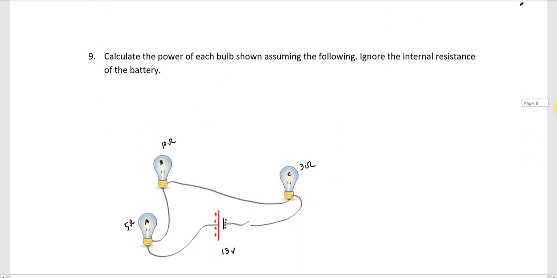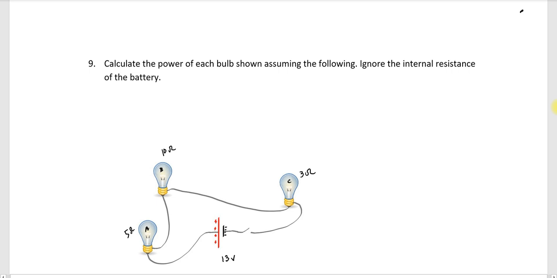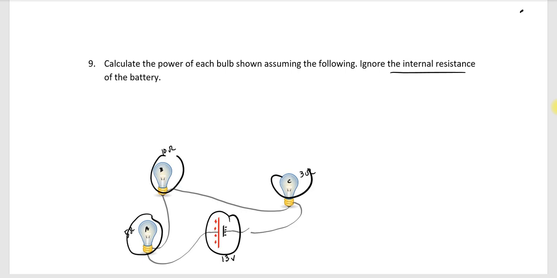Let's talk about number 9. Calculate the power of each bulb shown. So our circuit diagram, and I don't want to do this one for you. We're going to let you do this one. You're going to have a voltage symbol here. Now this one says to ignore the internal resistance of the battery, so you're just going to have the 13 volts. Then you'll have a resistor symbol for this, this, and this. 3 different resistors. Put in the current. Then you can either find the equivalent resistance of the system, which should be pretty easy with the 3 bulbs in series, or you can write a short loop equation to find the current.